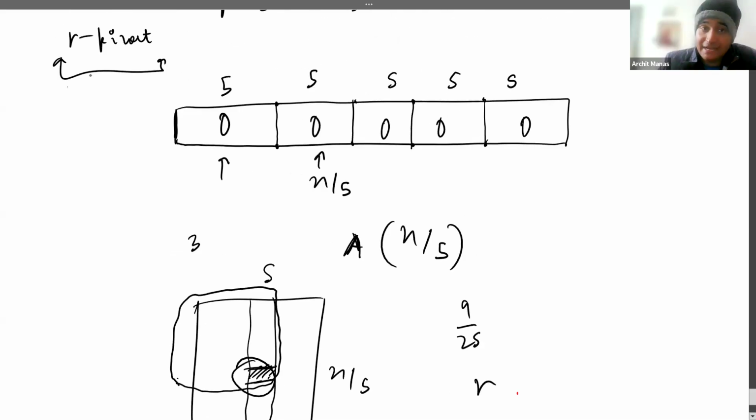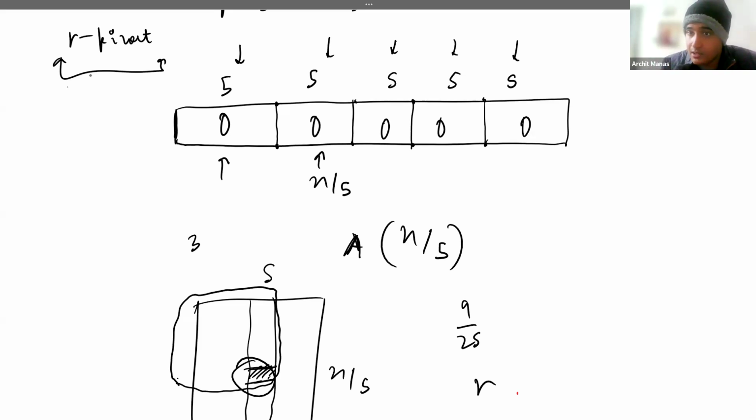No, this is like I find the median of each of these buckets of size 5, and now I have these n by 5 medians. And I take the median of these medians. A of n by 5 is the time it takes to find the median of n by 5 numbers, exactly, because A is the algorithm that does median.